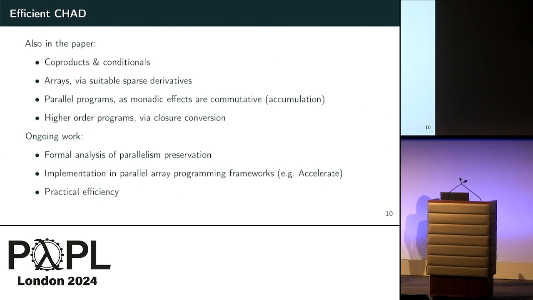For the proof enthusiasts, I unfortunately have to note that the Agda formalization of the proof covers only the base language, including coproducts and conditionals, and it does not extend to arrays and higher order functions yet. And in ongoing work, well, we might want to extend the proof, and there's also a list of other things that we might be interested in. So thank you.